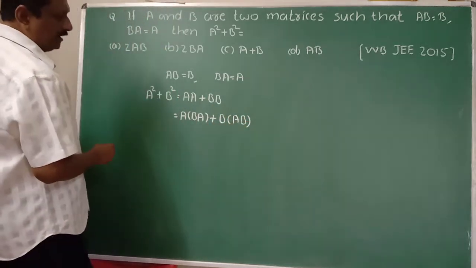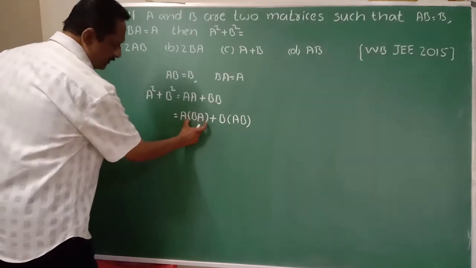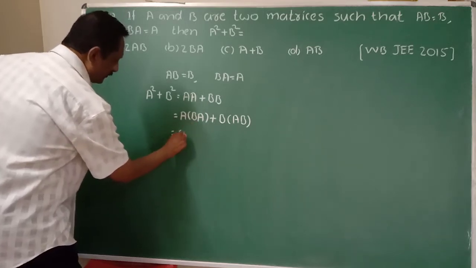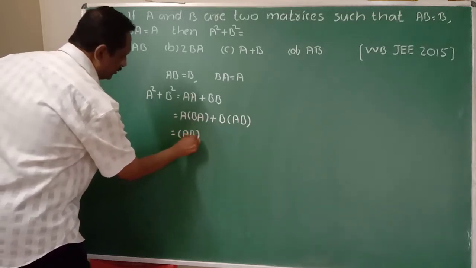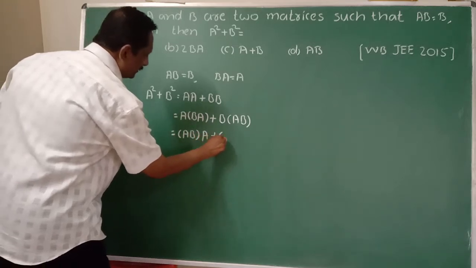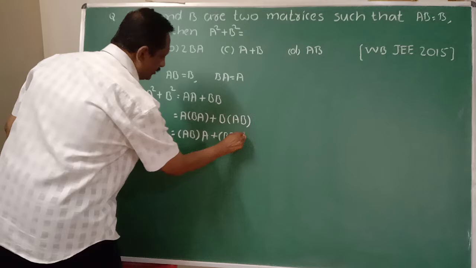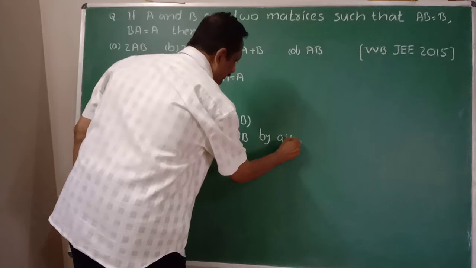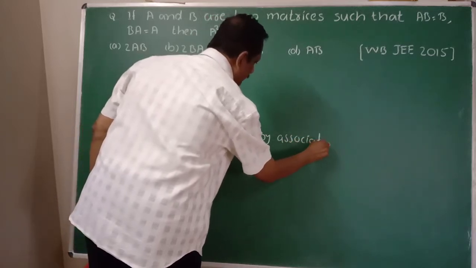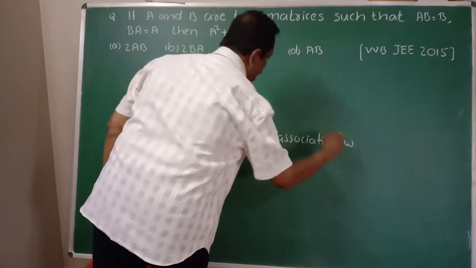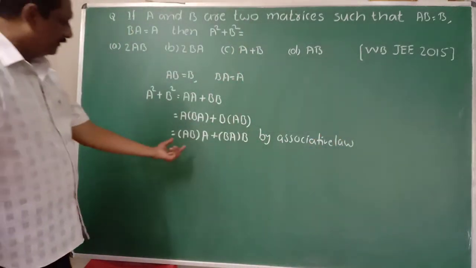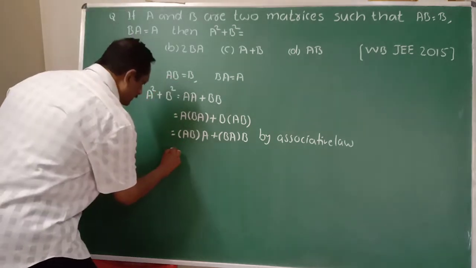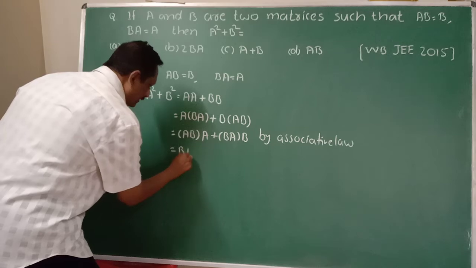Okay. Next use associative law. Remove this bracket and take a bracket for first two terms here. So therefore this equal to AB into A plus BA into BA. Okay. By associative law here. Then again AB is there in this bracket AB, but AB is equal to B here. So replace here. So therefore this is equal to B into A.